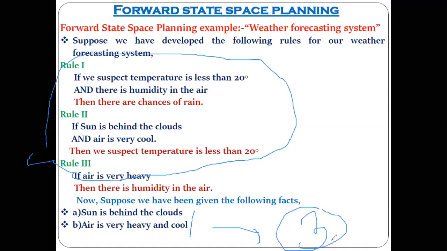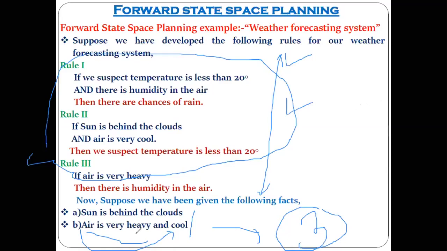What three facts? First is sun is behind the cloud. Second is air is very heavy. And third is air is very cool. Now, you have to compare these facts with this knowledge base. In case of forward state space, you compare these facts with the knowledge base and then see which facts are matching with it.